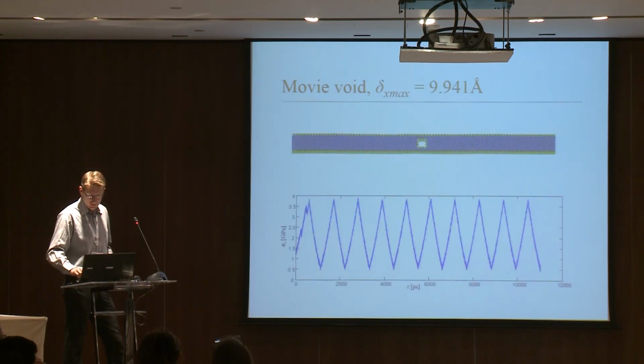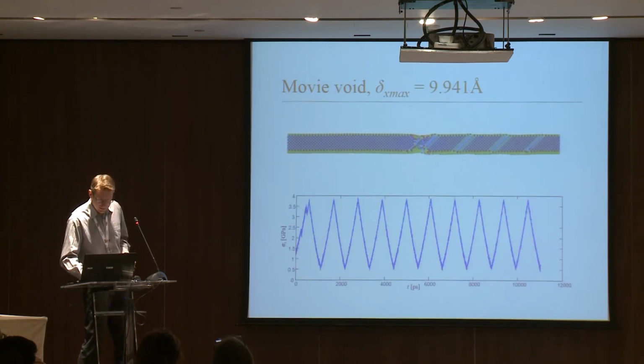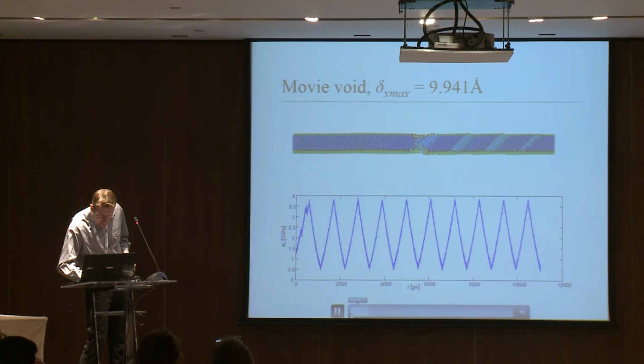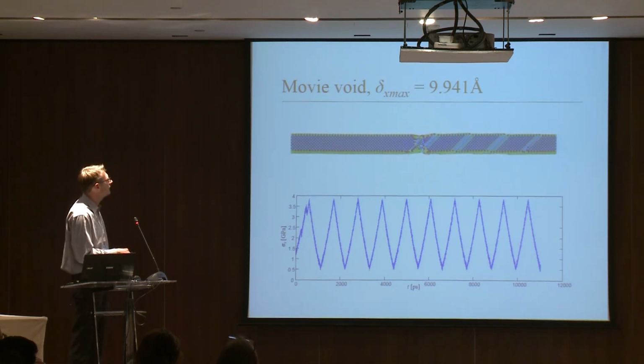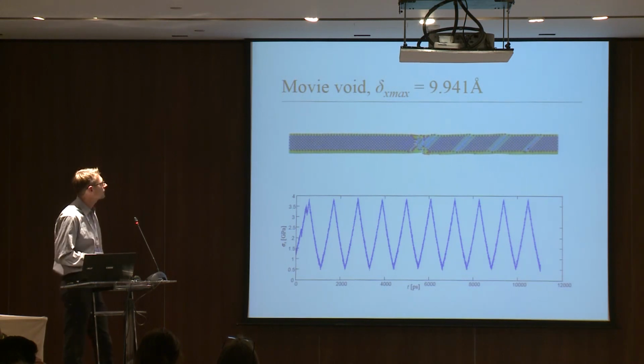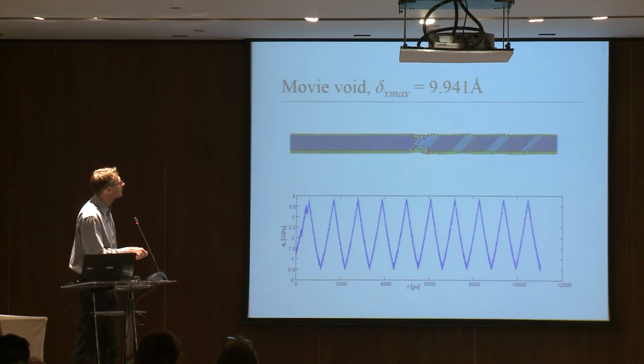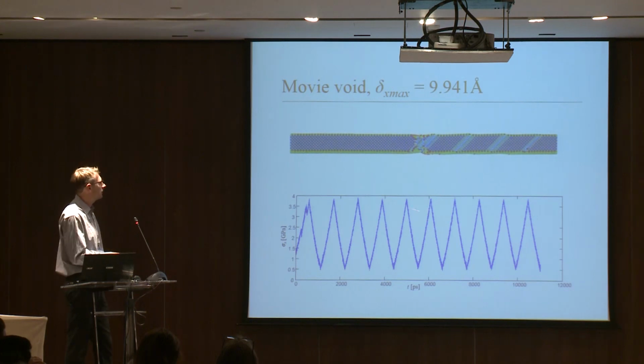The next one is for the case of a void. We could see that, take it from the beginning again. First just elastic elongation, and then almost immediately the void collapses due to plasticity. And we form these slip planes. But then we can see in the following load cycle nothing more happens. It looks exactly the same all the time.